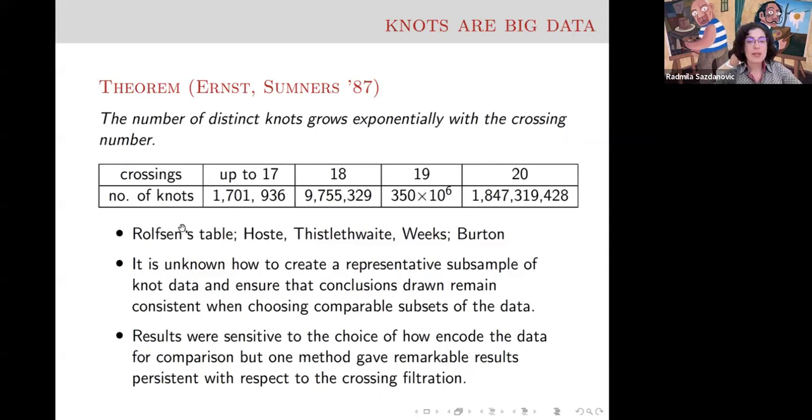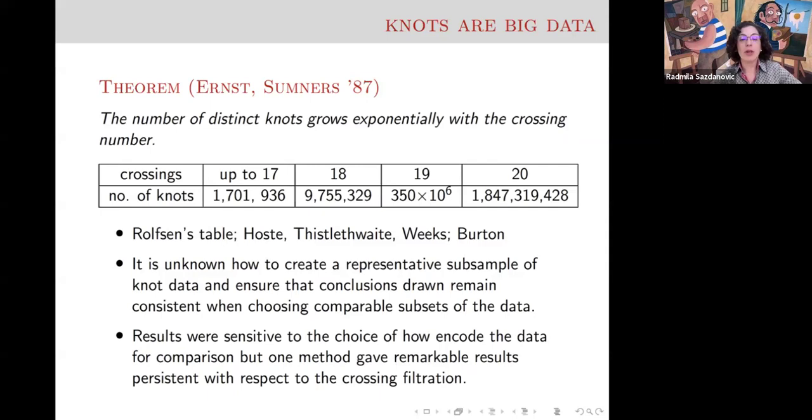But again, the data is there, starting with the Rolfsen table of knots up to 12 crossings, and then going all the way to Burton's result, and then again, Hoste, Thistlethwaite and Weeks. But then the question is, how do we turn these knots into data? How do we create a representative sample of these knots? How do we ensure that the conclusions we draw from this data are stable with respect to the sampling? And again, I won't justify it now because it's irrelevant, but we don't know how to sample knots.